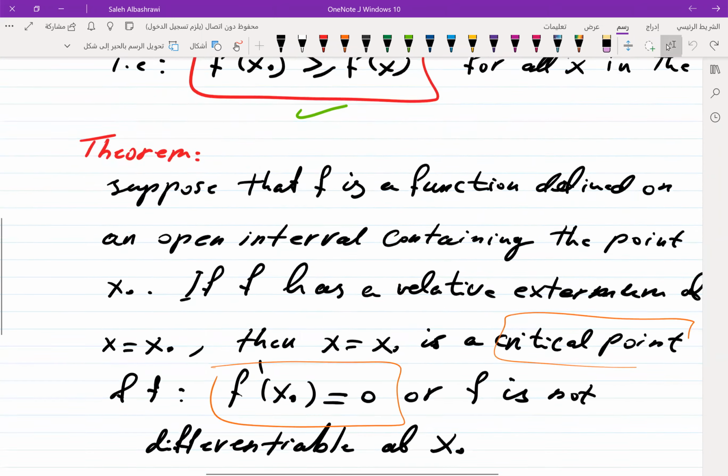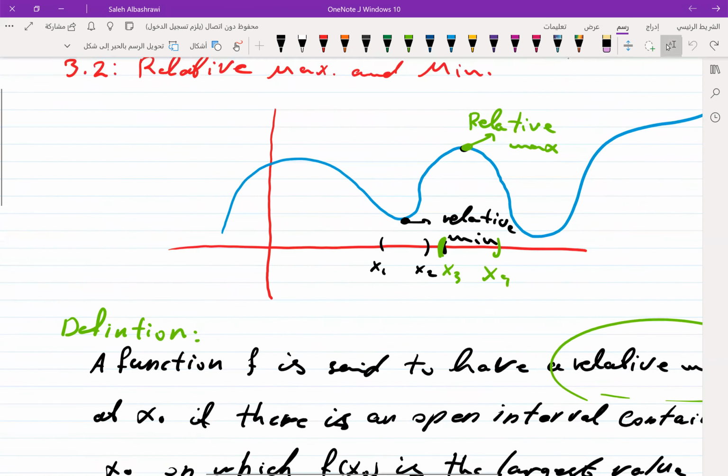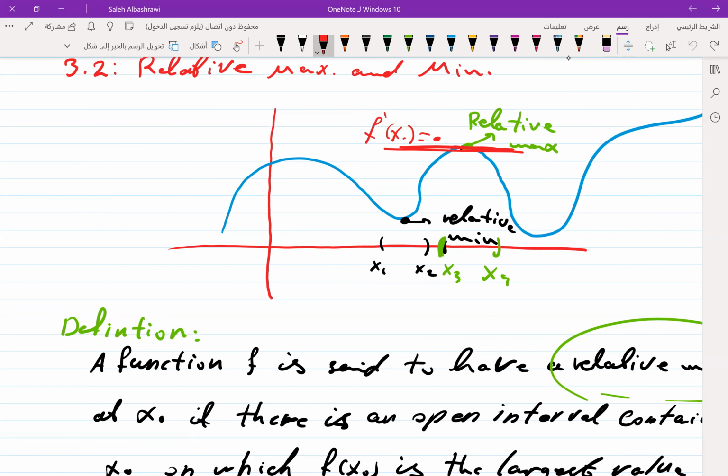If we go back to the graph of the function, this is a relative maximum. If we graph the tangent line at that point, we will see we have a horizontal line. A horizontal line means the derivative is equal to 0, because we know the slope of the tangent line is equal to the derivative. So when we have a critical point, it means that we have a horizontal tangent line with slope equal to 0. And that's the meaning of f prime of x sub 0 equal to 0.